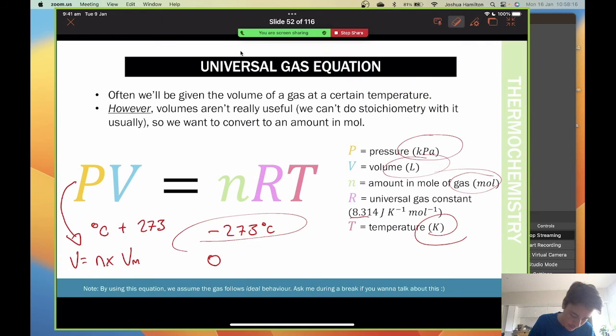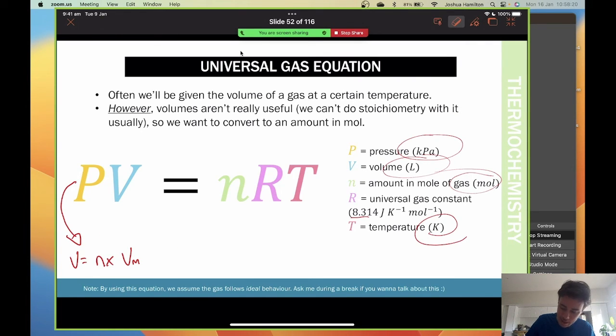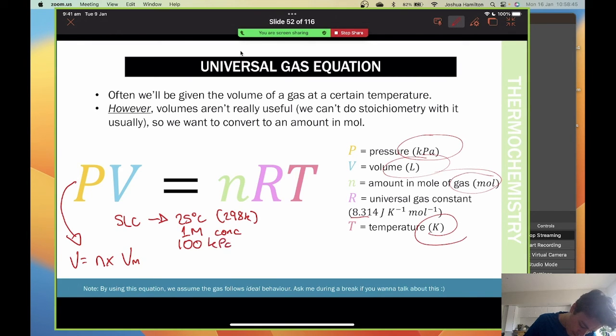Now, what do I mean by that? I'm sure you've all heard of, and if you haven't, that's okay, SLC conditions. SLC refers to standard laboratory conditions. Standard laboratory conditions are 25 degrees Celsius or 298 kelvin, 1 molar concentration, and 100 kilopascals of pressure.